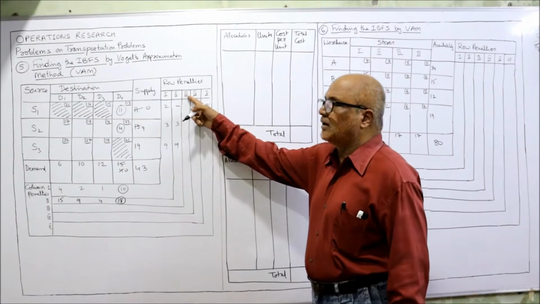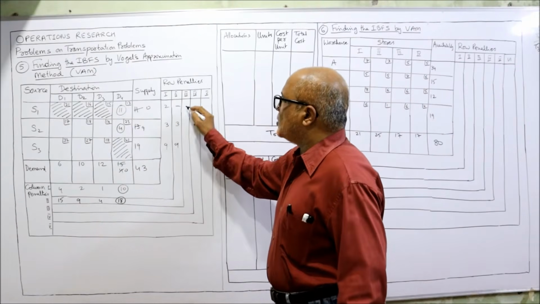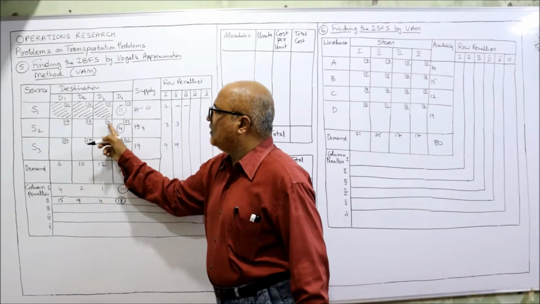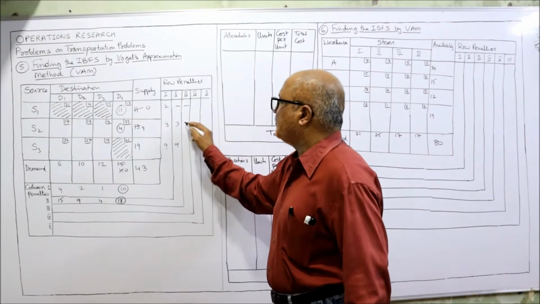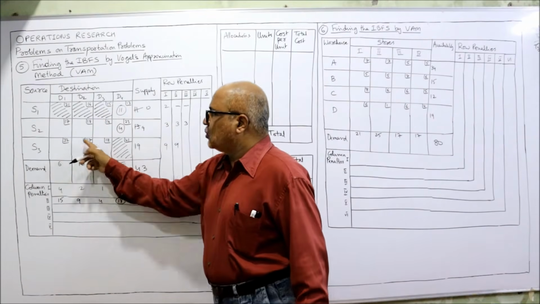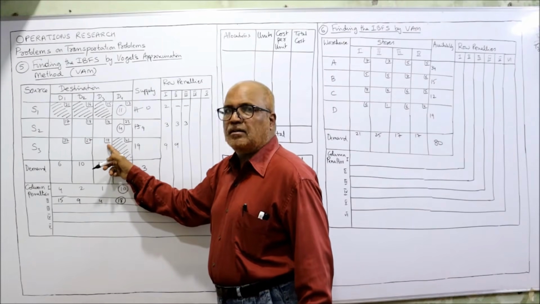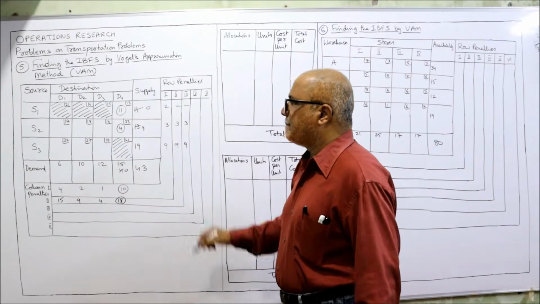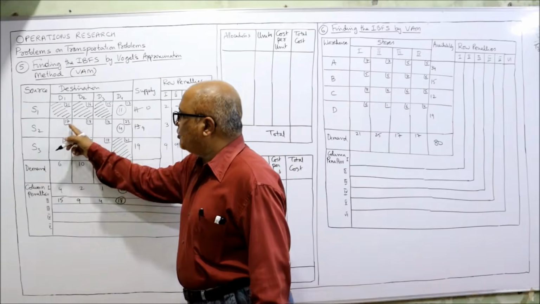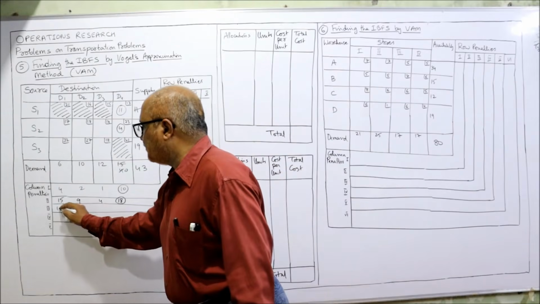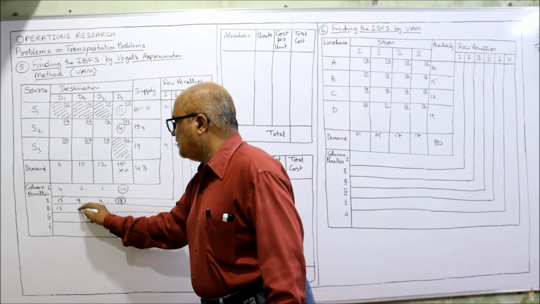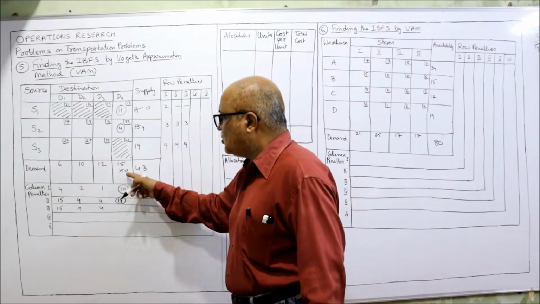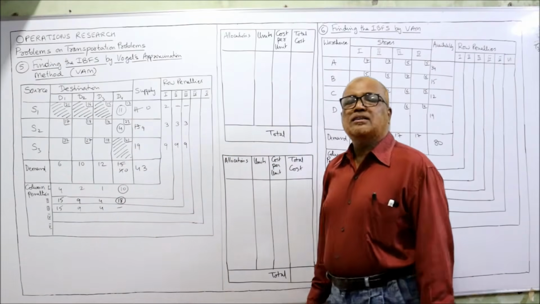Now I am coming to the third penalty. First row already exhausted, put a dash. Second row: 14, 18, 17. The minimum is 14, next 17. 17 minus 14 is 3. Here 32, 27, 18. Minimum is 18. Next minimum 27. So 27 minus 18, 9. Right? Column wise, 32 minus 17, again we'll get 15. Then 27 minus 18, 9. Here 18 minus 14, 4. Here exhausted, 0, so put a dash. This is the third penalty.